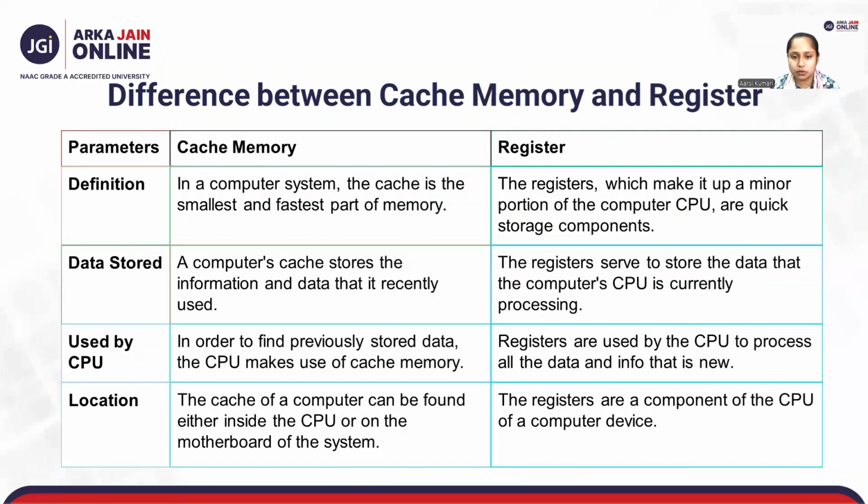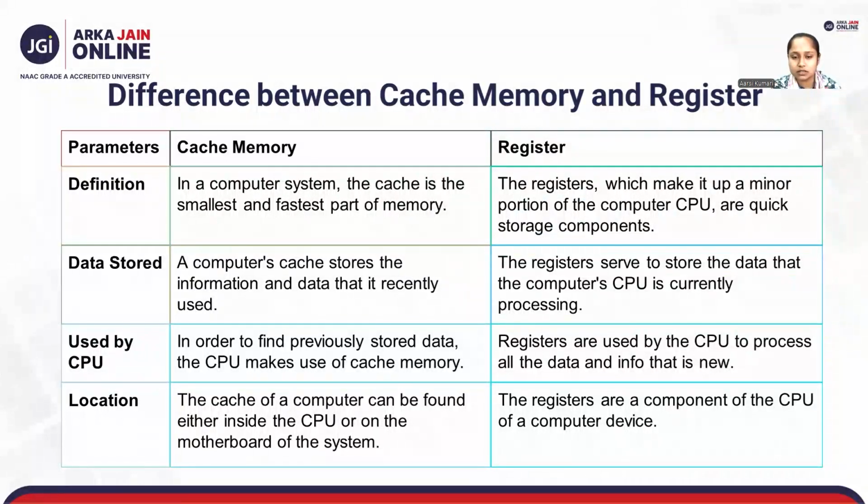Used by: the CPU uses cache to find previously stored data. The CPU makes use of cache memory. Registers are used by the CPU to process all the data and info that is needed. Location: the cache of a computer can be found either inside the CPU or on the motherboard of the system. The registers are a component of the CPU of the computer device.